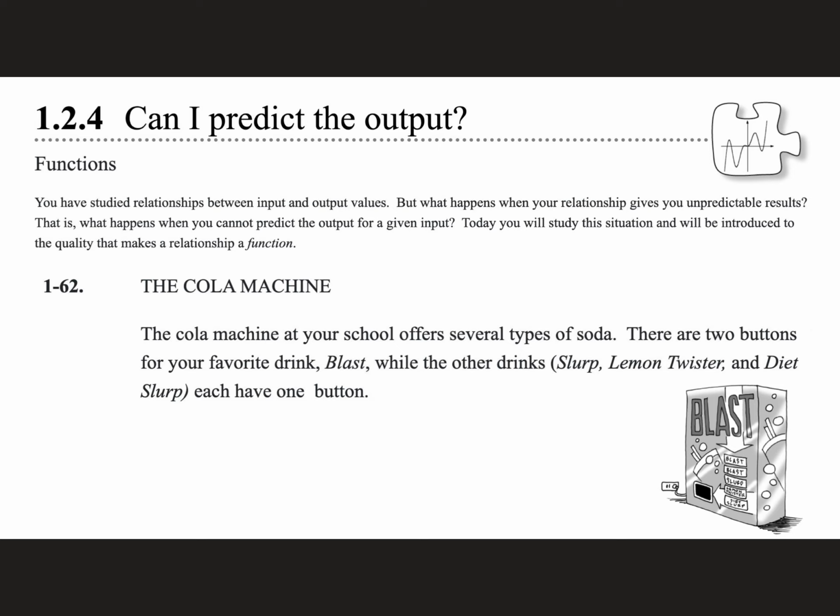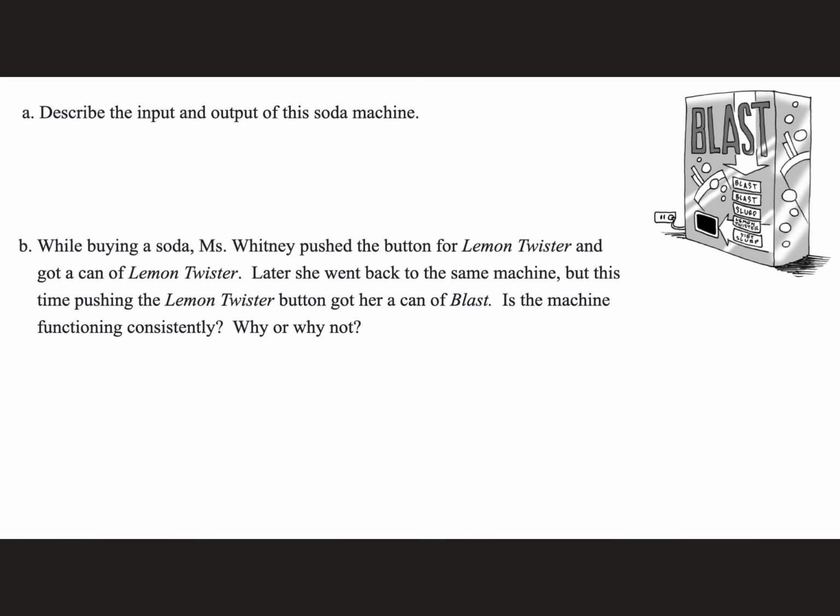All right, our first problem talks about the cola machine. The cola machine at the school offers several types of soda. There are two buttons for your favorite drink, Blast, while the other drinks, Slurp, Lemon Twister, and Diet Slurp, each have one button. Describe the input and output of this soda machine. So I want you to think about that for a minute, see what you can come up with, type your answer in, and then we'll talk about what it is.